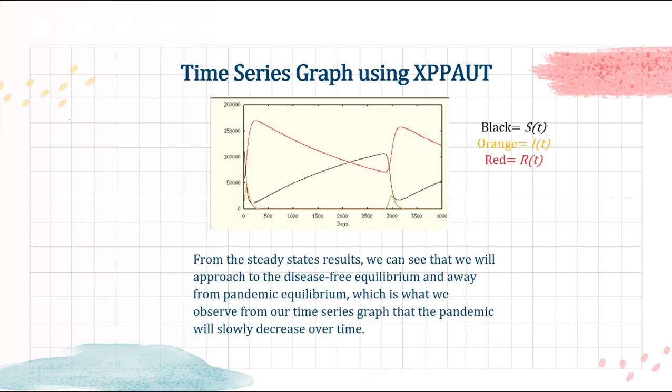Okay, finally we can compare our result with our time series graph. From our result for the eigenvalues, we can see that the disease-free equilibrium is stable and the pandemic equilibrium is not stable. So we can say that we will approach more to the disease-free equilibrium and away from the pandemic equilibrium, where we can observe from our time series graph here that the pandemic will slowly decrease over time.